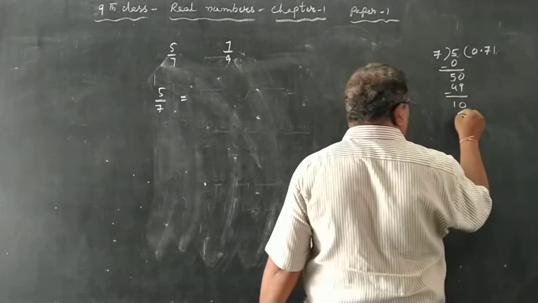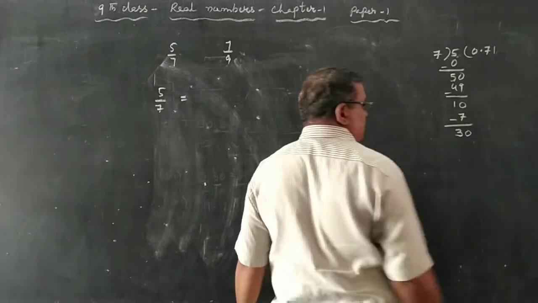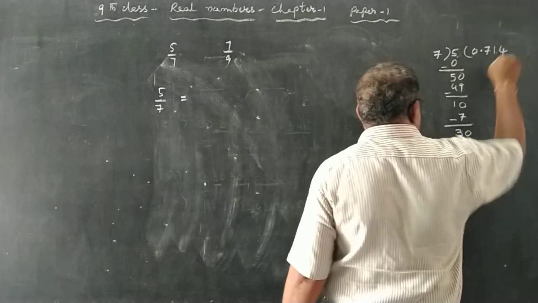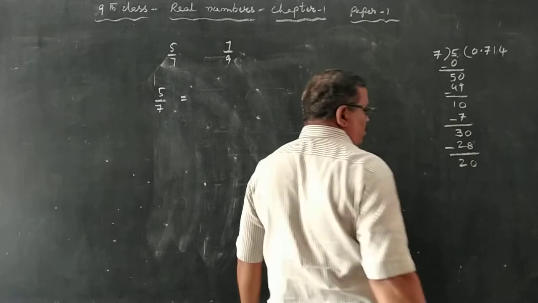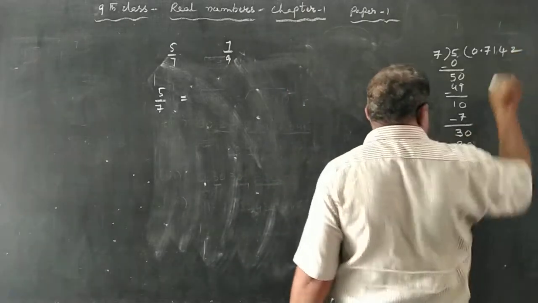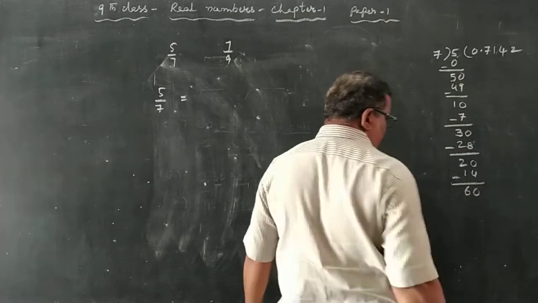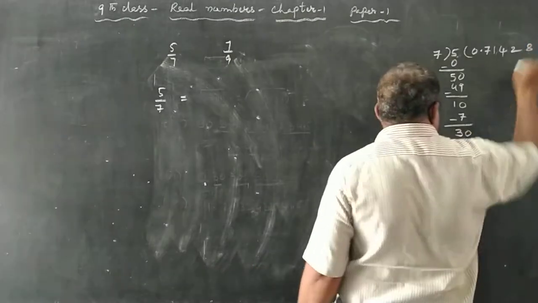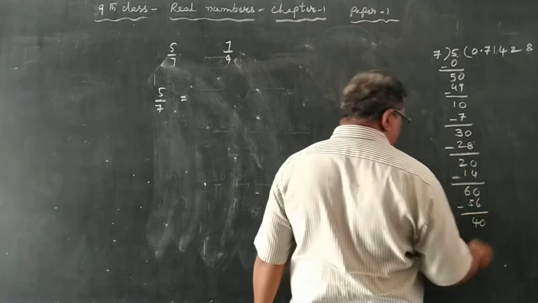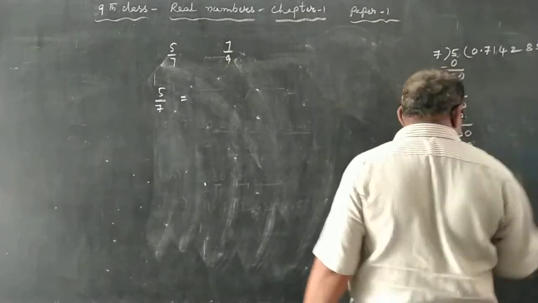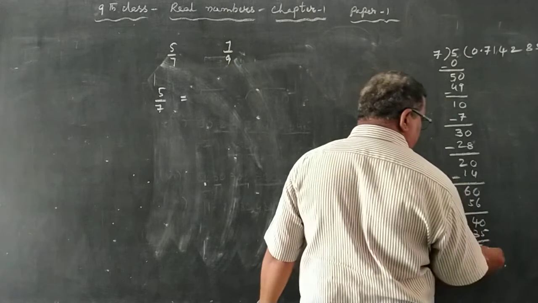7 ones are 7. Do subtraction, the remainder is 3. Replace 0 here. 7 fours are 28. Do subtraction, the remainder is 2. Replace 0. 7 twos are 14. Do subtraction, 6 is the remainder. Replace 0 here. 7 eights are 56. Do subtraction, the remainder is 4, then 40. 7 fives are 35. Do subtraction, 5 is the remainder, then 0.